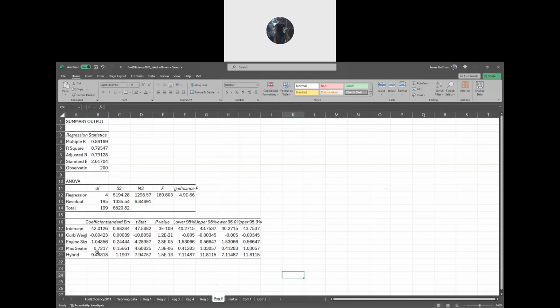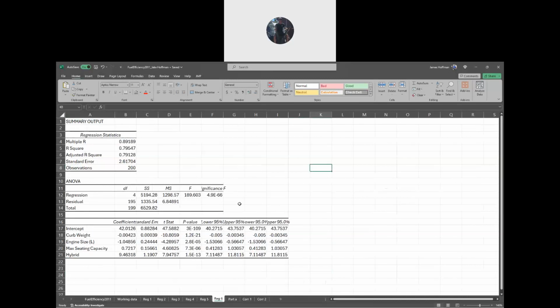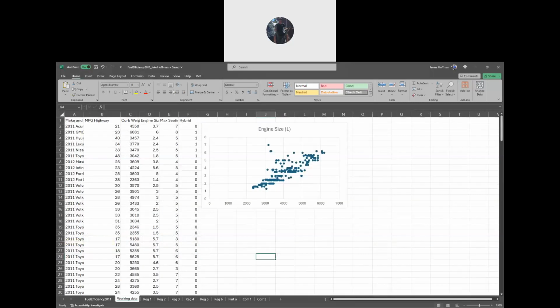Where's the new? Here's the one we just did, right? Yeah. So now we take out engine size. Run it again, and then as long as we don't lose any significance, we should be good. And then, okay. So engine size goes out.